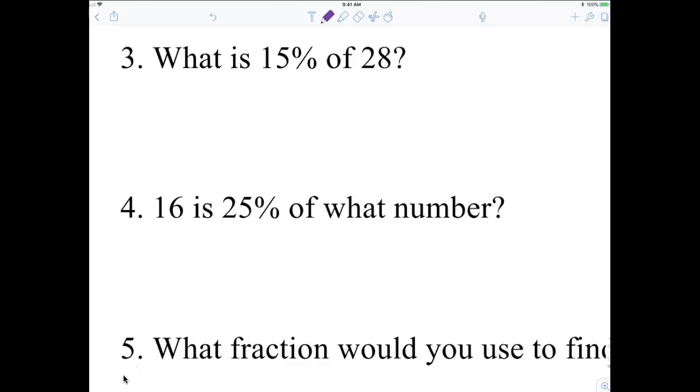How does that translate? X. Is again means what? Equals. 15%. 0.15. Of means what? Times. Did he fix you up? All right, good. All right, is everybody good with that? Yep.